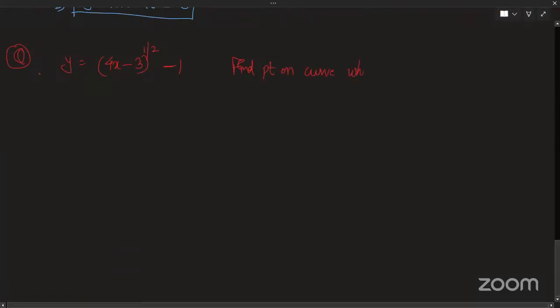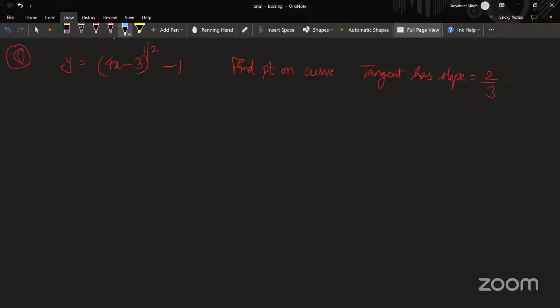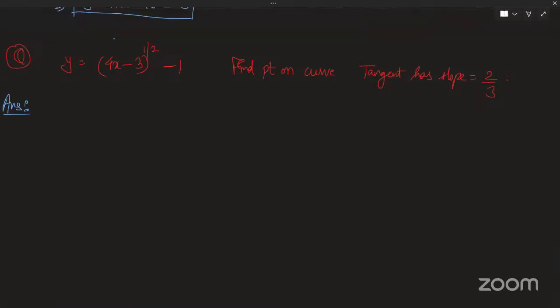So fine, let us do one more similar question. You have been given a curve y is equal to (4x minus 3) to the power of half, minus 1. It is asking you to find a point on this curve on which the tangent has slope equal to 2 by 3.